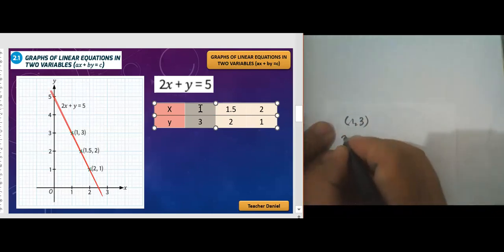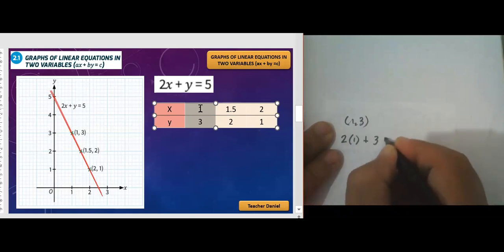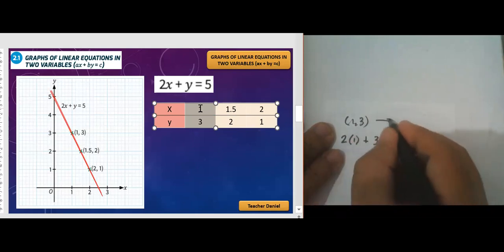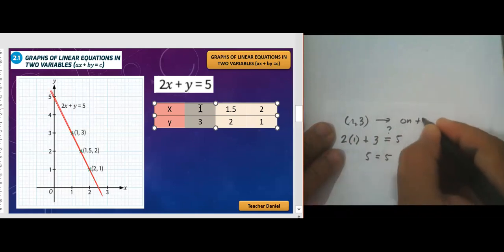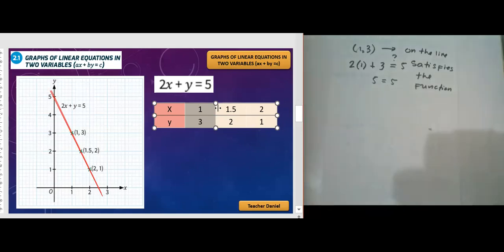So just to check, 2 times 1 plus 3, is it equal to 5? As you can see, 5 is equal to 5, right? So therefore, this 1, 3 is on the line. Why is it on the line? Because it satisfies the function. Okay? So let's proceed to the next example before you do the task.